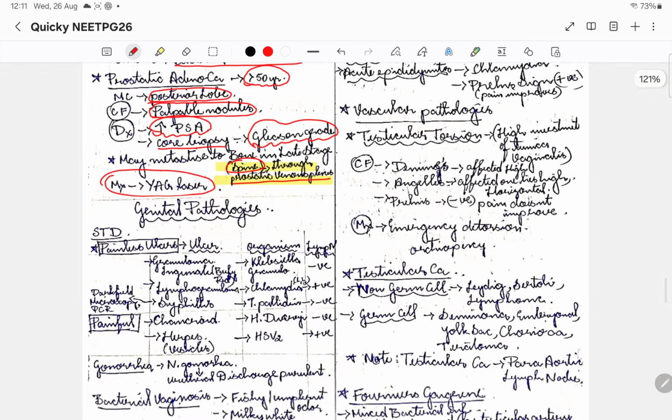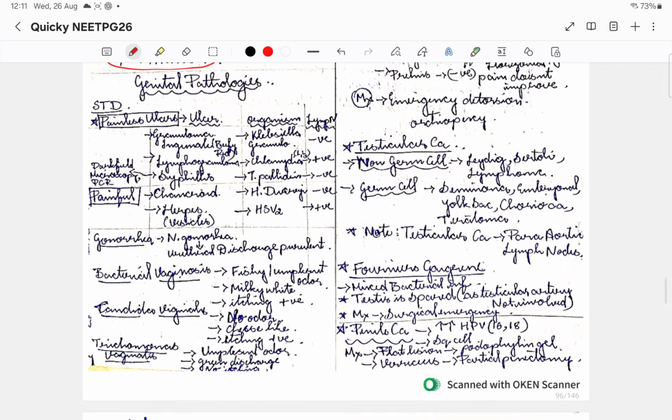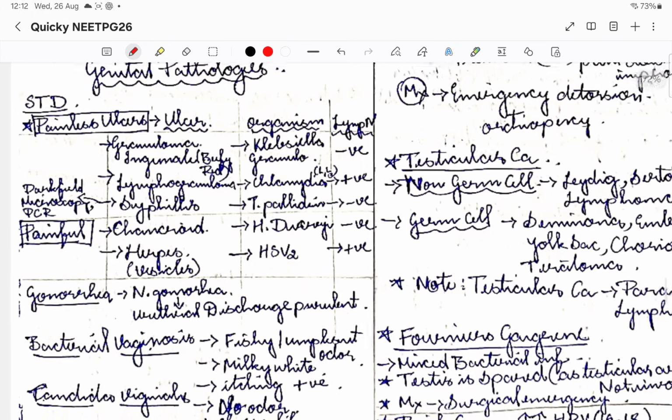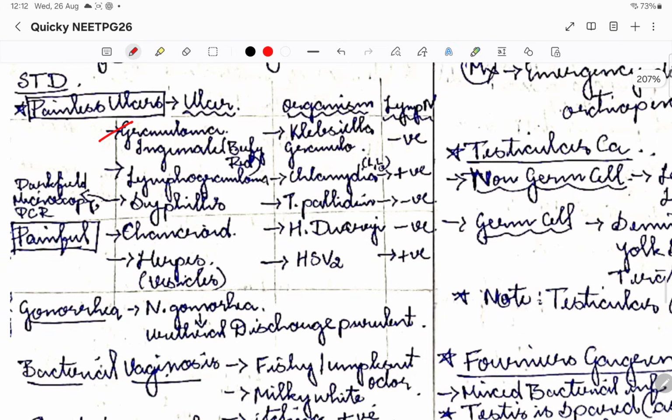Okay, then coming to genital pathologies. So basically STDs. Okay, so we'll discuss some of the very important STDs here. So STDs can be basically categorized into painless ulcers and painful ulcers. Okay, so the painless ulcers, basically they will usually be single in nature. Okay, so granuloma inguinale, lymphogranuloma venereum, then syphilis. Okay, so these are the three painless ulcers. Painful ones are chancroid and herpes. Okay, so this is how you can basically categorize them.